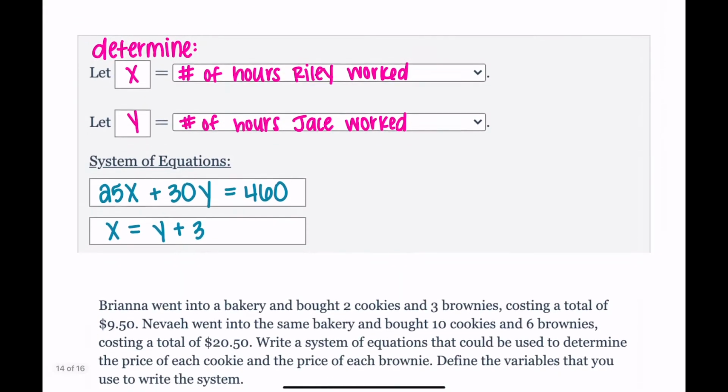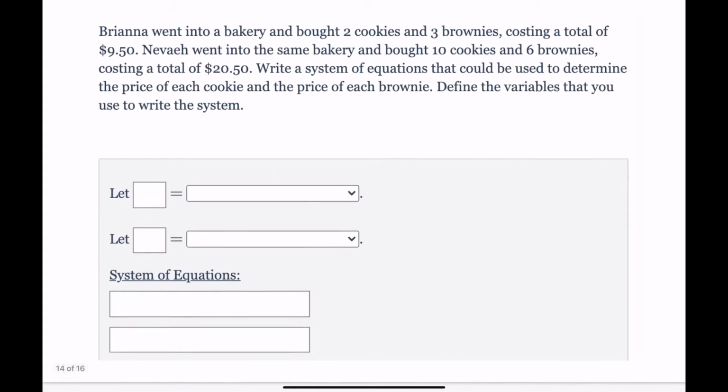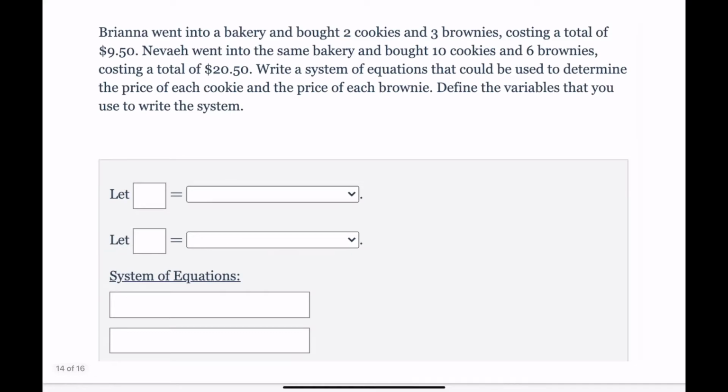Let's do another example. Okay, Brianna went to a bakery and bought 2 cookies and 3 brownies, costing a total of $9.50. Nevaeh went into the same bakery and bought 10 cookies and 6 brownies for a total of $20.50. Write a system of equations that could be used to determine the price of each cookie and the price of each brownie. So that's what we need to determine.